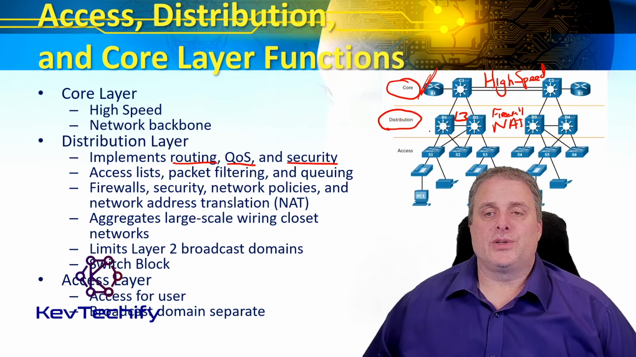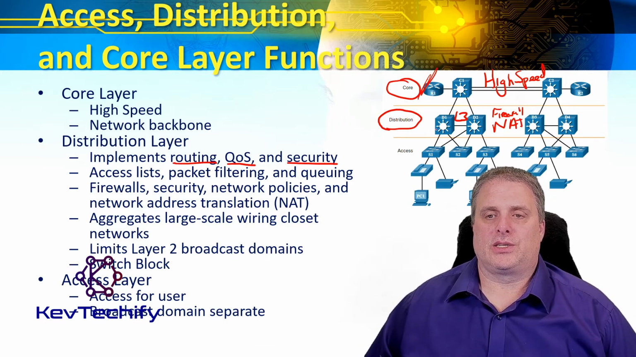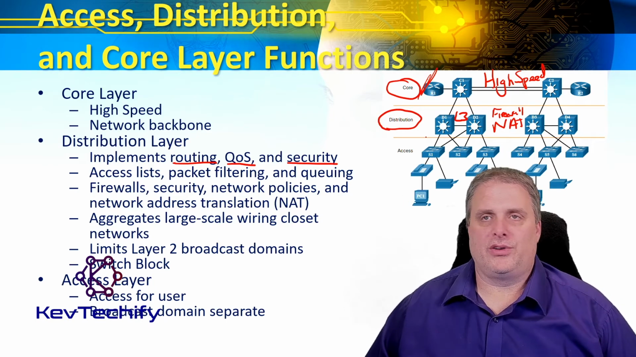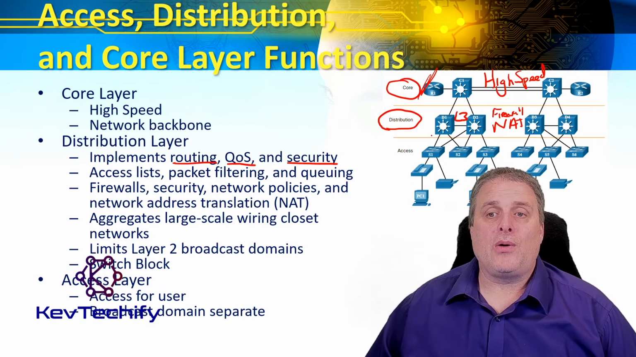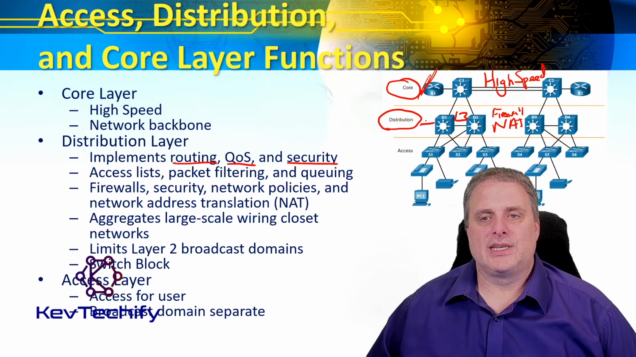Distribution layer, layer 3 switches also stop broadcast storms. In your VLAN, we send out a broadcast to get an IP address, part of that DORA process that sends out the broadcast, and broadcasts go all the way up until the router. Well, this layer 3 switch is doing routing, so broadcast storms stop at the distribution layer.